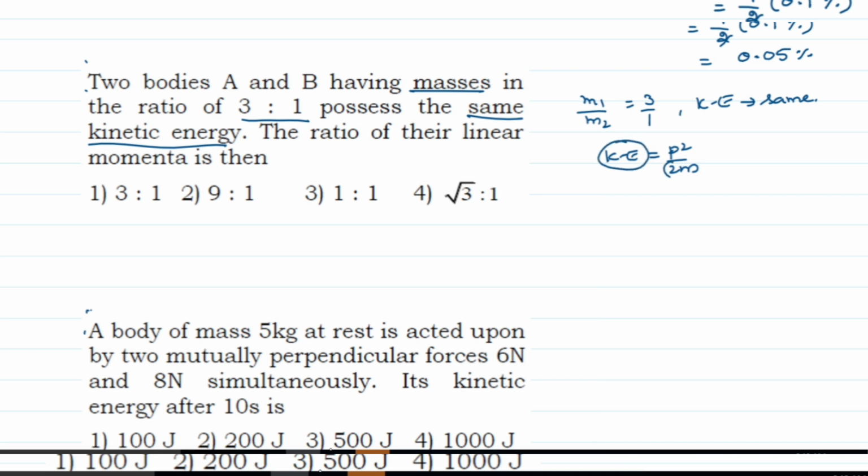Of course 2 is the constant value. Now you have to bring the relation between P and m. If you are taking P square, it is directly proportional to m, which is nothing but P is directly proportional to root m. So here the momentum ratio P1 by P2 is root of m1 by m2, so here we will be getting root 3:1.